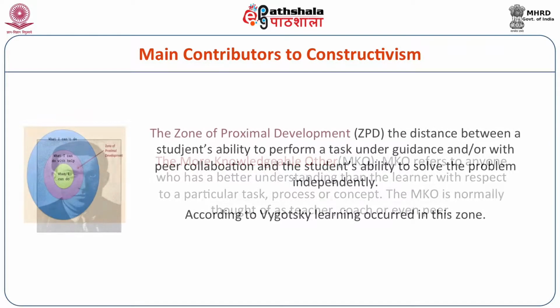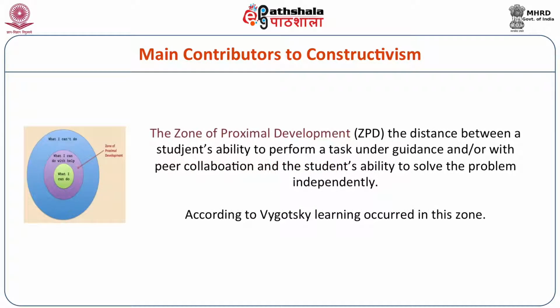The zone of proximal development, known as ZPD, is the distance between a student's ability to perform a task under guidance and or with peer collaboration and the student's ability to solve the problem independently. According to him, learning occurred in this very particular zone.